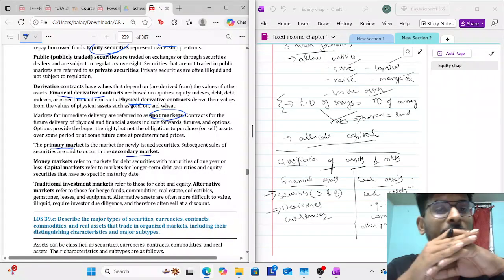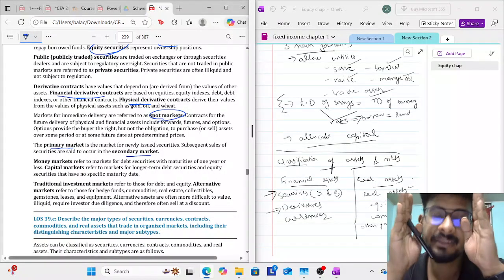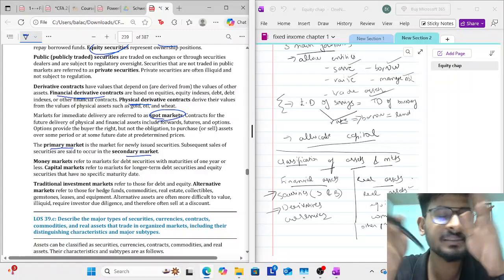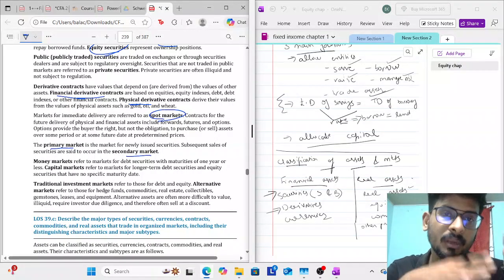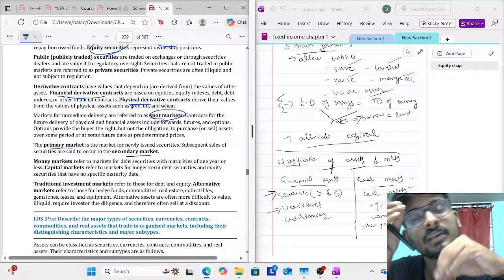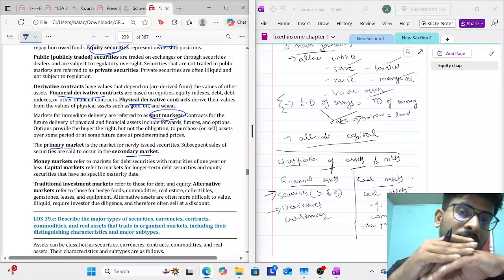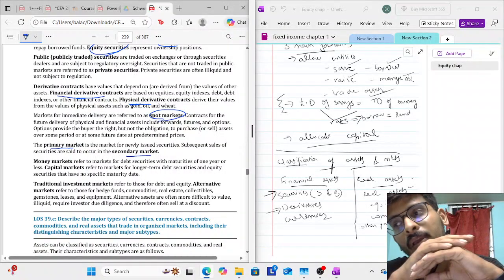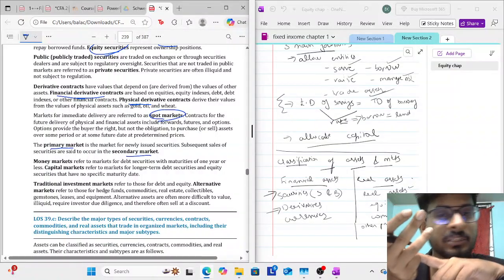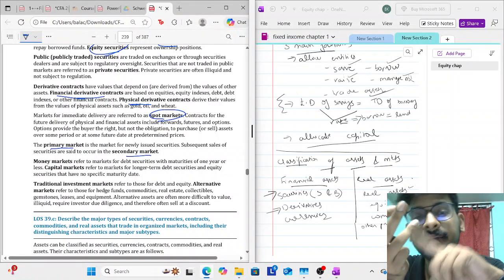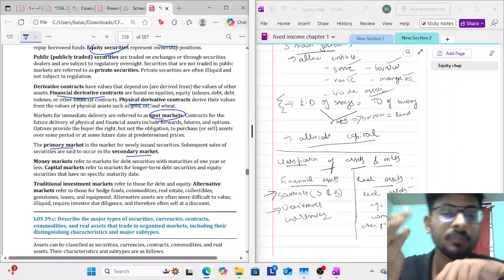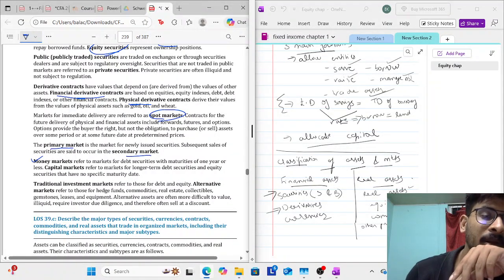Money market and capital market, simple. What is settled within 1 year is known as the money market. Where maturity lasts longer than 1 year, it is the capital market. If you are buying a 3-month commercial paper, that is the money market. If you are buying a stock for more than 1 year, you are buying in the capital market. So we covered spot market, primary, secondary, money, and capital.